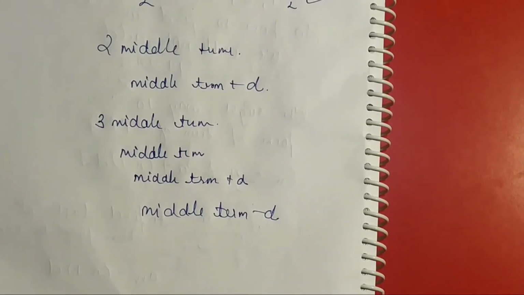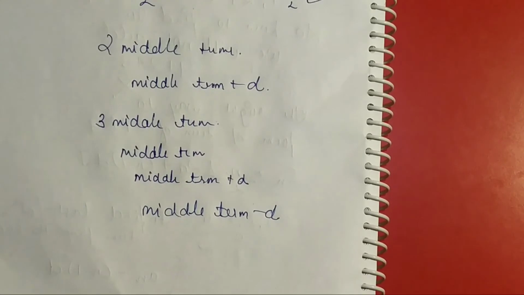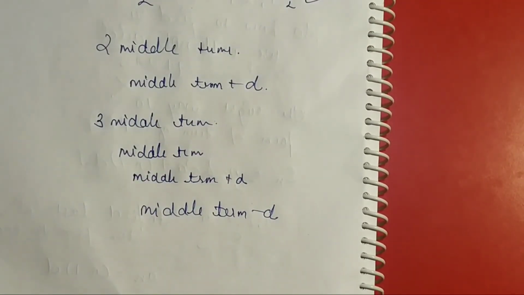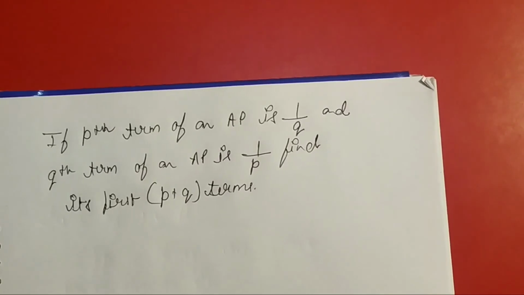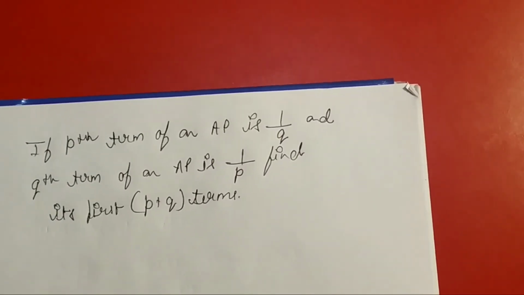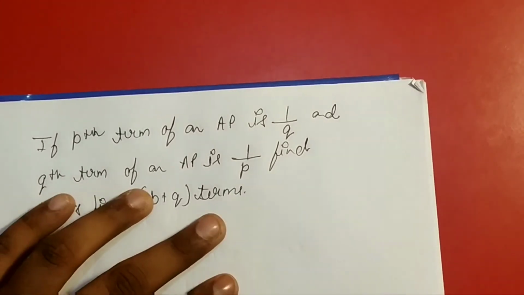All the arithmetic progression questions revolve around these formulas, and I will surely upload NCERT exemplar or NCERT questions and some more important board questions on our channel. So for tomorrow, I will give you a question. If the pth term of an AP is 1 by q and the qth term of an AP is 1 by p, find its first p plus q terms.